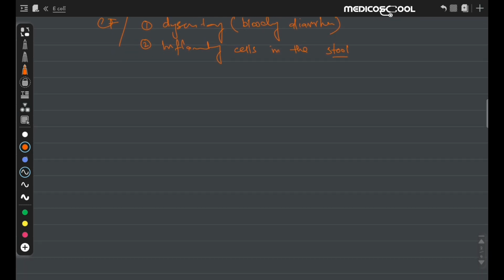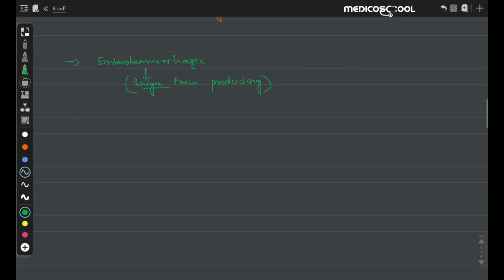Now the second strain of Escherichia coli, which is the enterohemorrhagic strain, is also known as the Shiga toxin producing strain of Escherichia coli because it produces a toxin known as Shiga toxin. It also causes the bloody diarrhea. Now how does this enterohemorrhagic strain of Escherichia coli cause the bloody diarrhea?